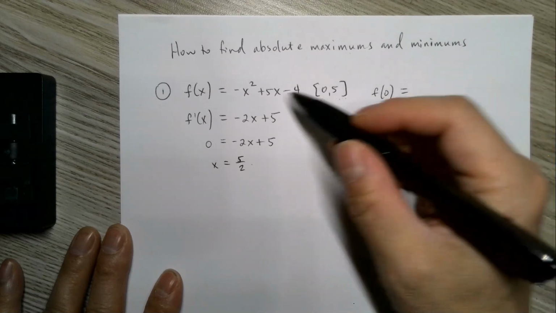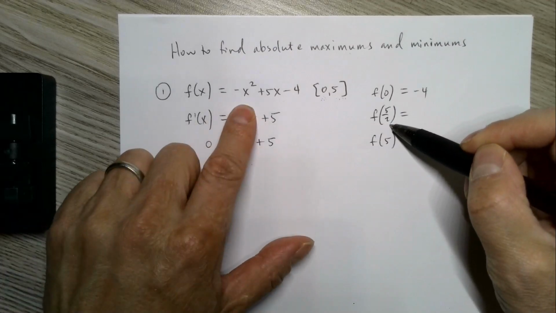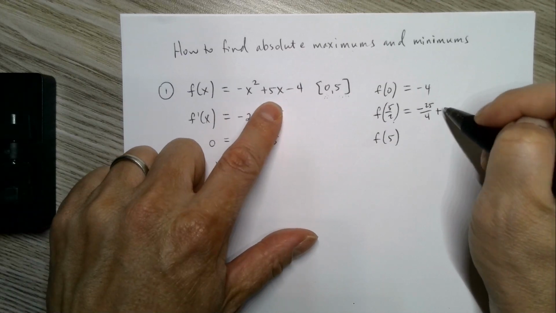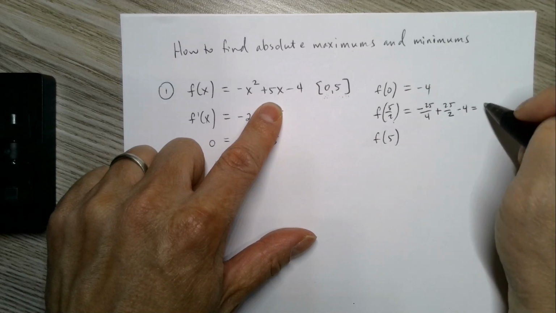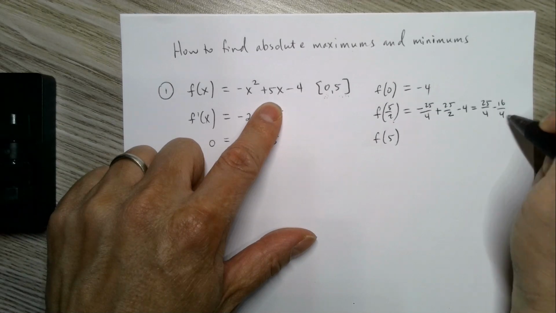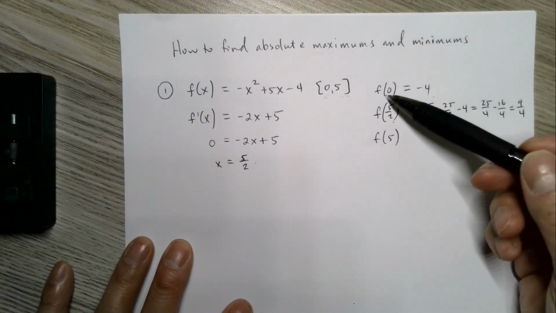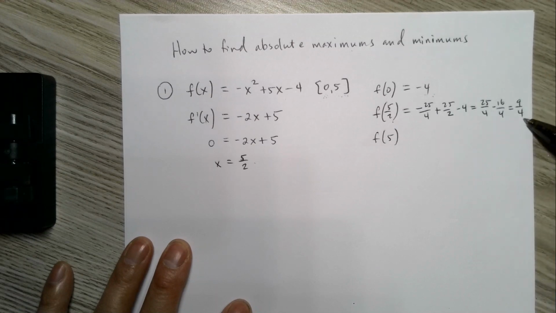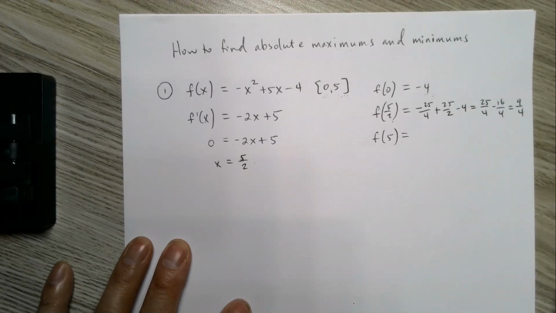And f of 0 will be negative 4. F of 5 over 2 is going to be negative 25 over 4 plus 25 over 2 minus 4. And that's 25 over 4 minus 16 over 4, and that's 9 over 4. So far, f of 0, negative 4, that's a candidate for absolute min, and this is a candidate for absolute max. But it all depends on what I get for f of 5.